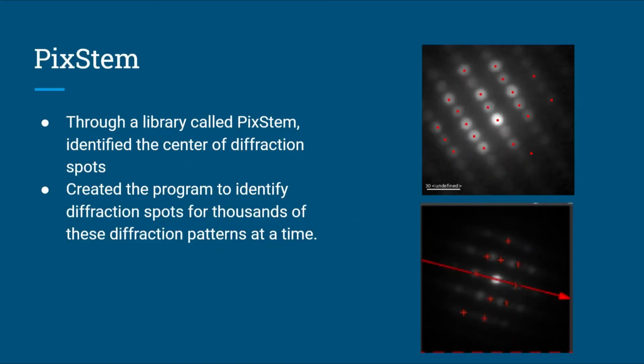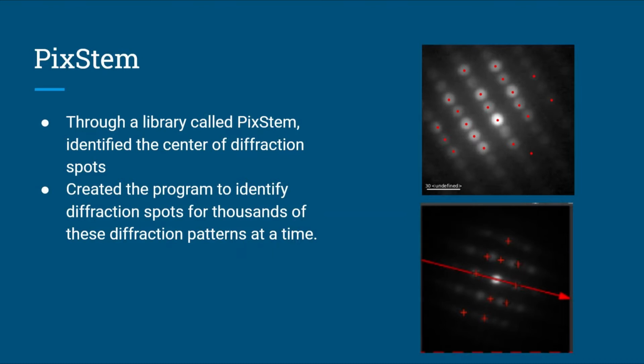The first issue we needed to resolve was to find a way to identify diffraction spots. Fortunately, we came across a Python library called Pixtem that did just that. The top image shows a diffraction pattern using Pixtem to find diffraction spots, while the bottom image shows a diffraction pattern using the commercial software.